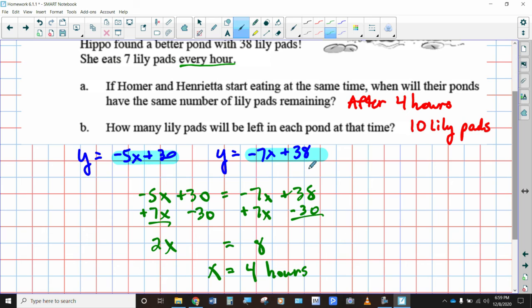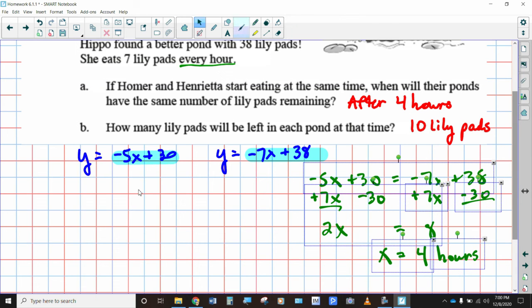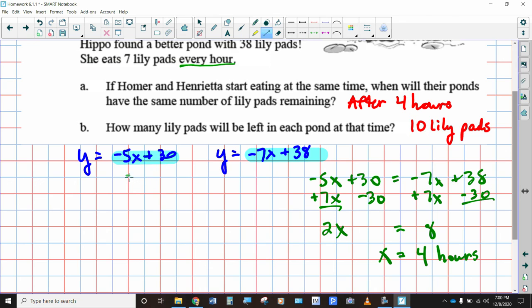Now, we can prove that by setting up a table if we want to. Let's do that. Let's just look at our consumption level for each one of these people, or hippos.